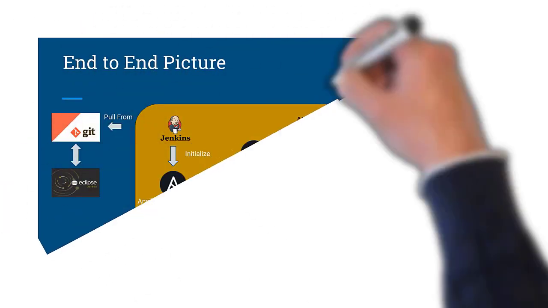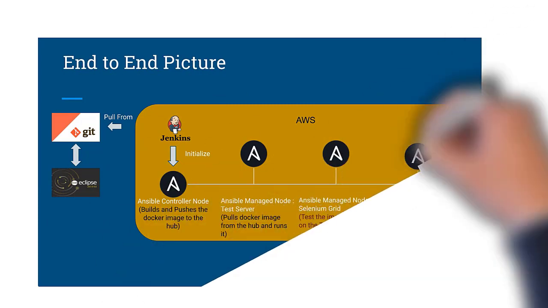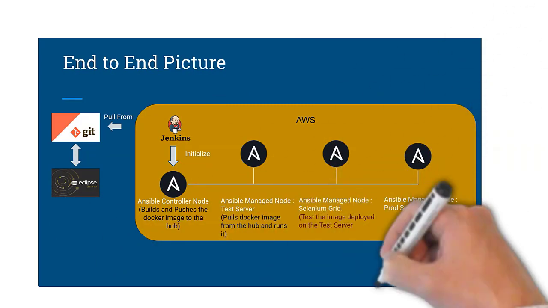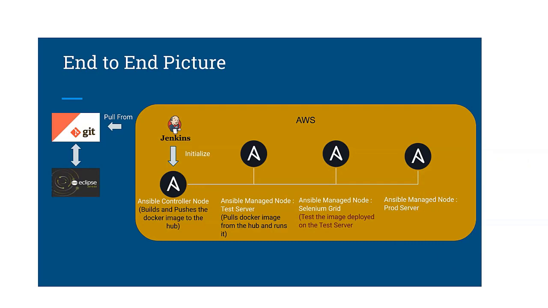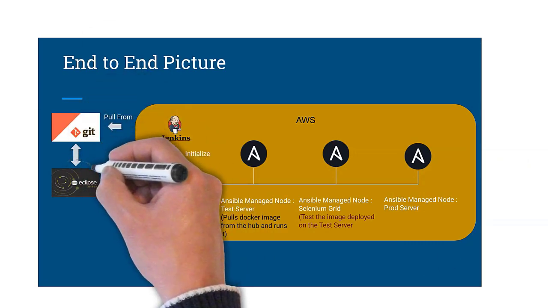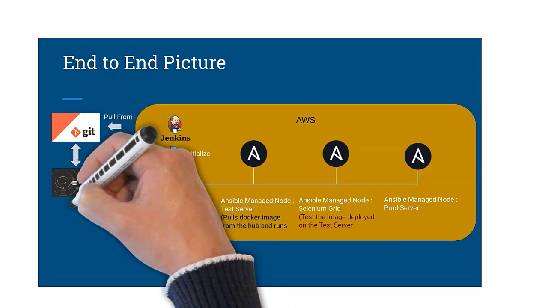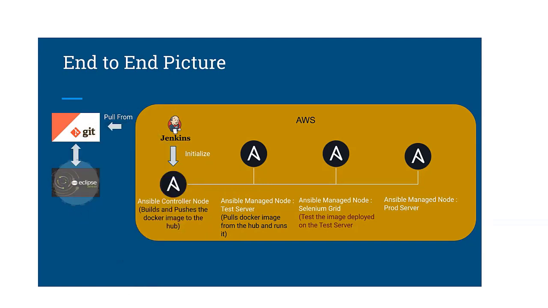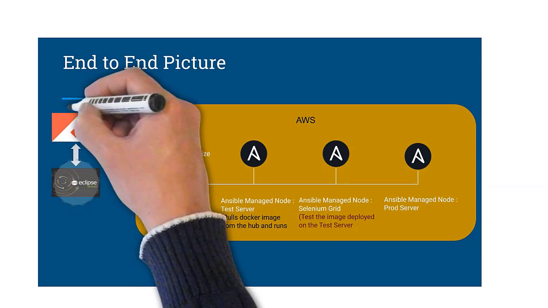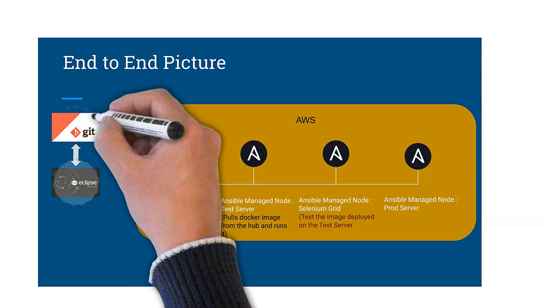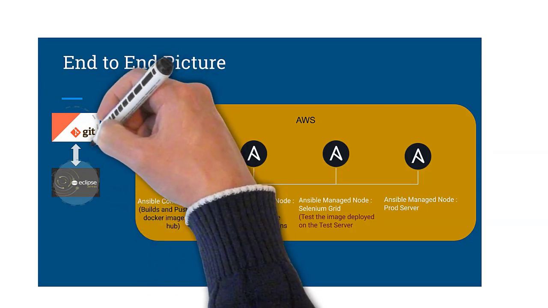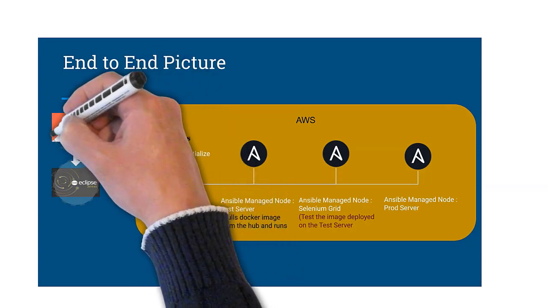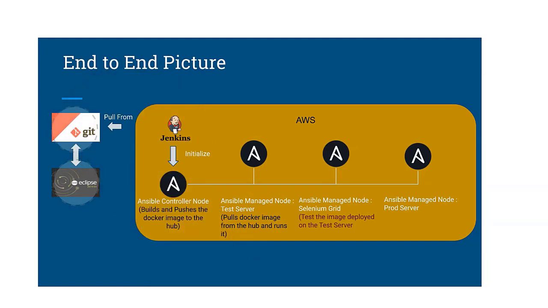All right, it's time for us to now look at the final picture. Here is what we are going to deploy. First, we are going to download Eclipse and configure Eclipse. Then we are going to create an account on Git and create a repository over there. After that, we will configure Eclipse to communicate with Git as our source repository.